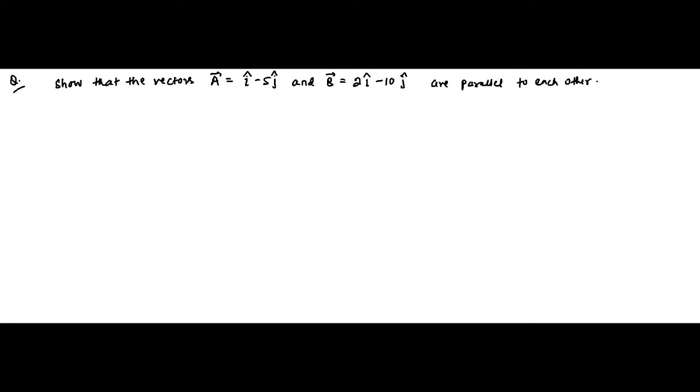Hello friends, so here is another question on the application of the concept of cross product. Here it has been asked to prove or to show that the two vectors a vector, i cap minus 5 j cap, and b vector, 2 i cap minus 10 j cap, are parallel to each other. We have to show it, we have to prove it. So how can the concept of cross product be used?